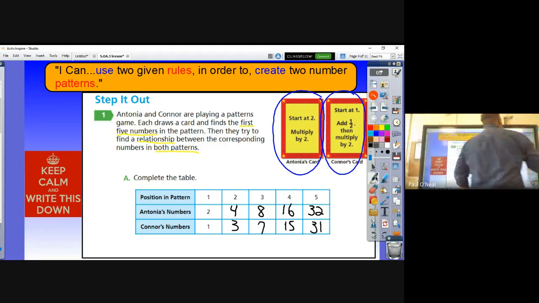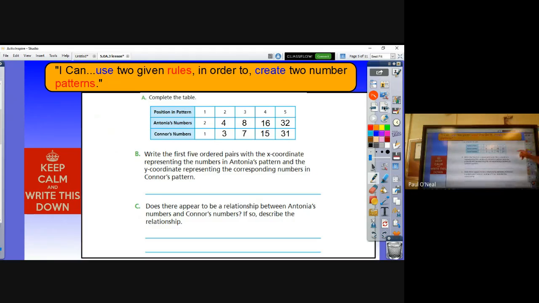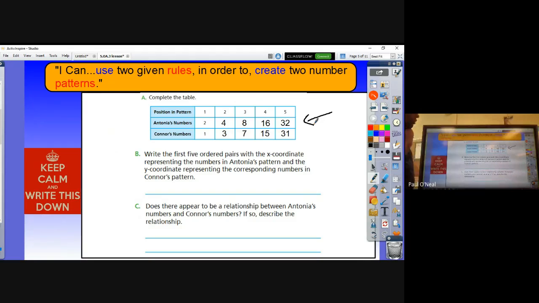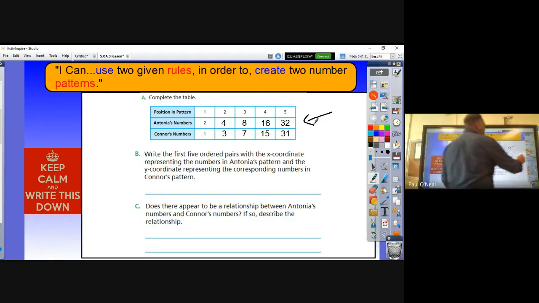Okay? And if you notice here on the next page, I also have the same chart right here. Same chart. So we're going to use this now and answer B and C. So B says, write the first 5 ordered pairs with the X coordinate representing the numbers in Antonia's pattern and the Y coordinate representing the corresponding numbers in Connor's pattern. All right, again, let's break this down. It's the first 5 ordered pairs.